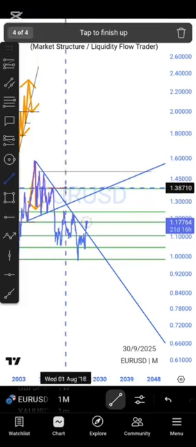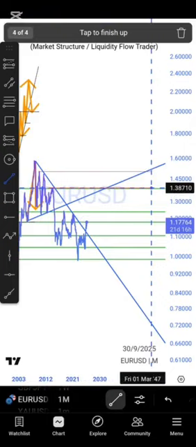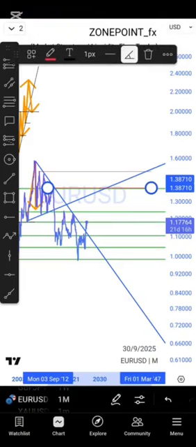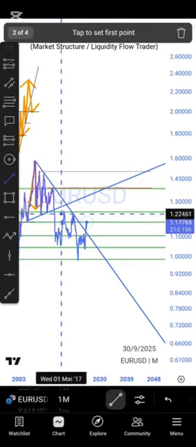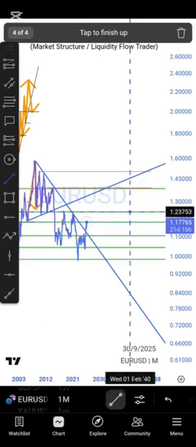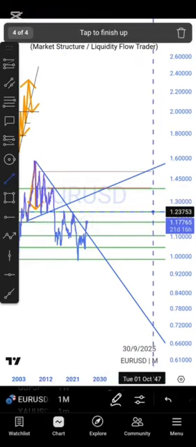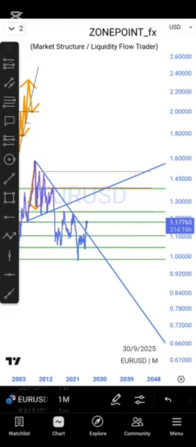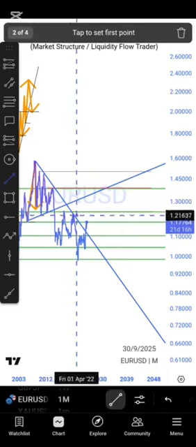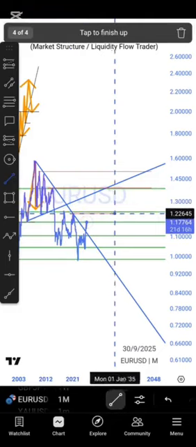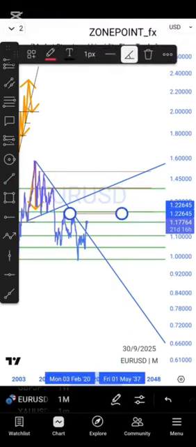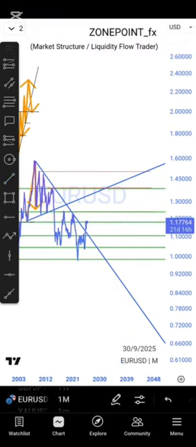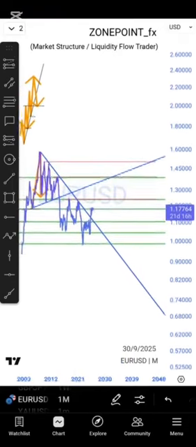I'll mark this level here, which is aligning with a zone. This level is aligning with the initial marked zone, which is a very strong level. I will mark this level here too, aligning with an initial zone. I will leave this level here because it's close to this upper one, so this level can just act as a liquidity, but I don't need to disturb myself with that.